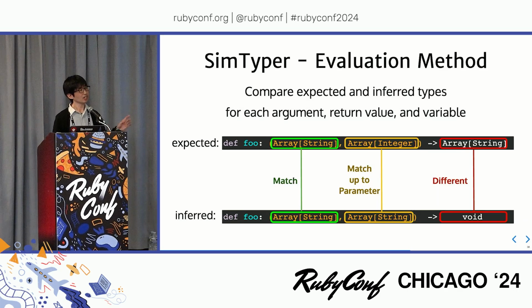This study compares expected and inferred types for each argument, return value, and variable. Then, for each, the comparison results are classified into 3 categories. When both are exactly the same, it is classified as match. If the base class matches, but the parameters are different, it is classified as match up to parameter. Finally, if the base class does not match, it is classified as different. This number of matches can be used as a metric of type inference performance.